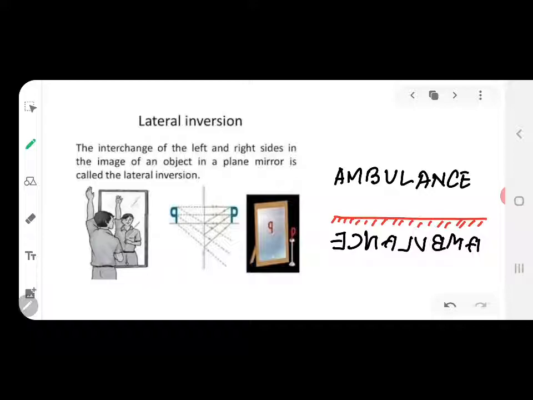So in our next video lesson, I will be discussing spherical mirrors, some important terms in respect of spherical mirrors, and how images are formed by them.